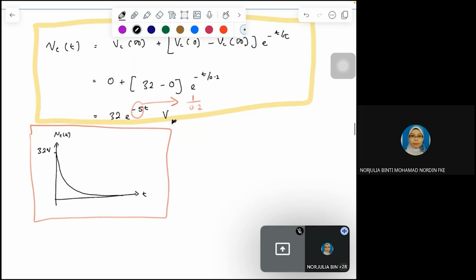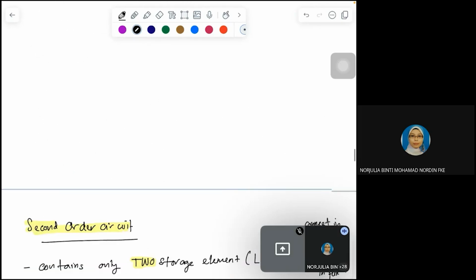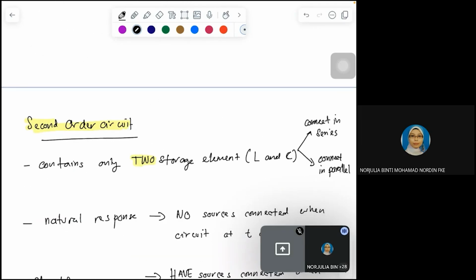Now let's move to the second order circuit. For the second order circuit, it's a little bit tiring because the workflow is quite long. Okay, but in your task 2, the marks is 10 marks. In your final exam later, the second order question might be longer because it carries maybe 12 or 13 marks.